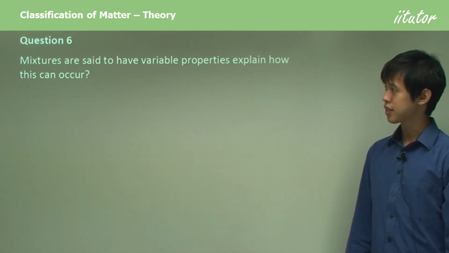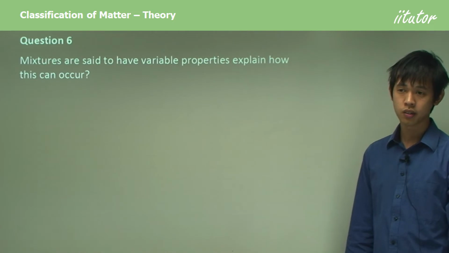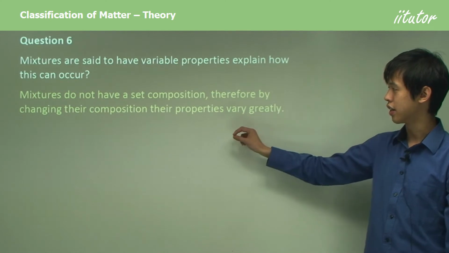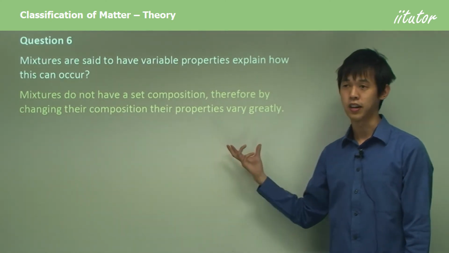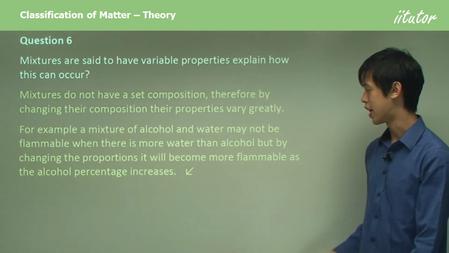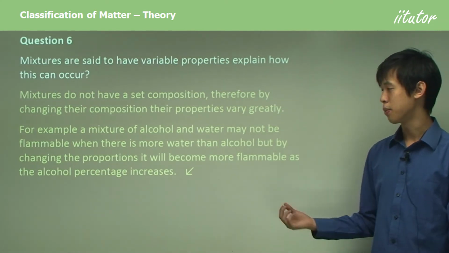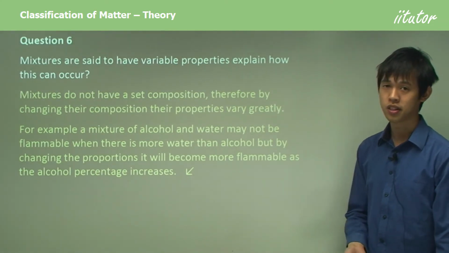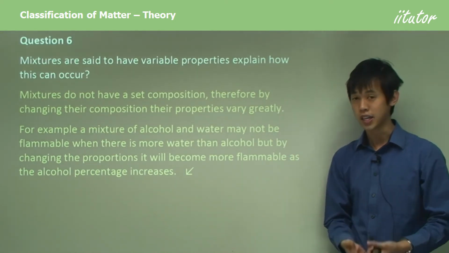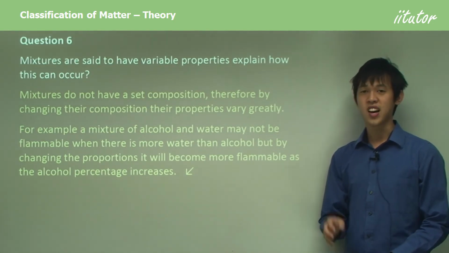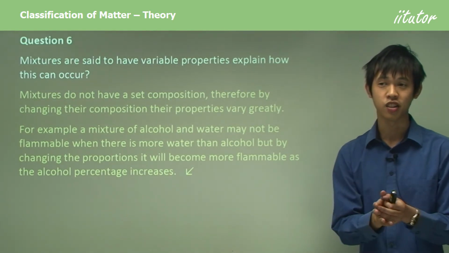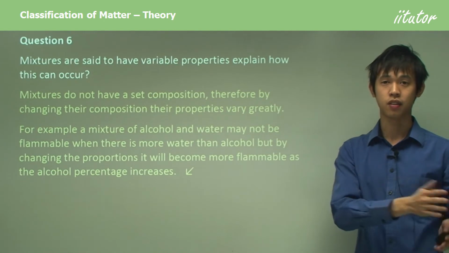Question 6. Mixtures are said to have variable properties. Explain how this can occur. Because mixtures don't have a set composition, their composition can be changed, so their properties can vary greatly. For example, a mixture of alcohol and water may not be flammable when there's more water than alcohol, but changing the proportions, it will become more flammable as the alcohol percentage increases. So if I took 50% water, 50% ethanol and tried to burn it, it might burn, but it probably won't. But if I took 99% ethanol and 1% water, that would probably light on fire. So you can see the properties are changing just by changing how much of each chemical I have.